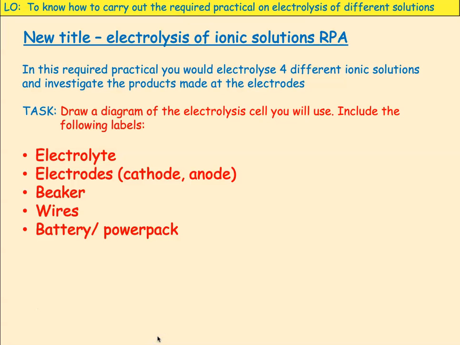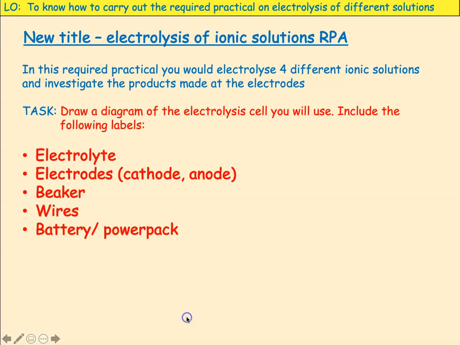Okay, in this required practical, you would electrolyse 4 different ionic solutions and investigate the products made at the electrodes. So what I want you to do is draw a diagram of the electrolysis cell you would use and label it with these labels. So pause the video now and come back when you've done it.